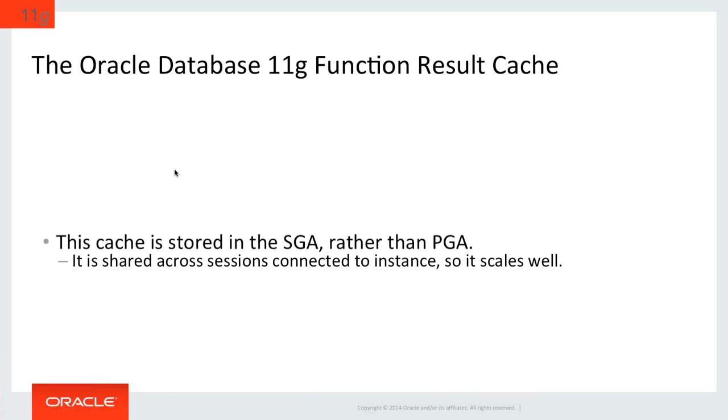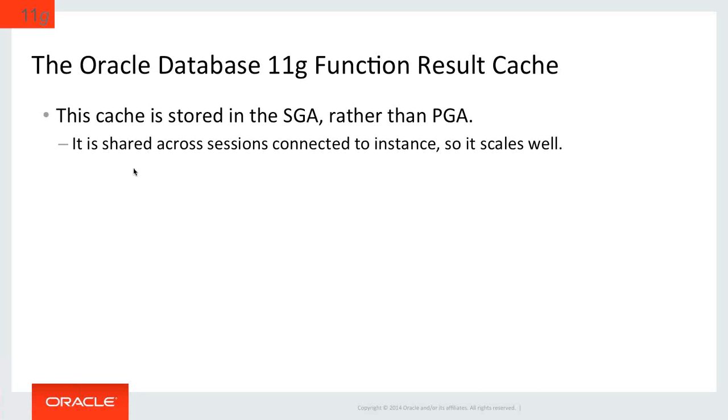So, first of all, this cache is stored in the SGA, not in the PGA. And you might say then, well, it's going to be slow, right? The SGA is where you go when you run an SQL statement, and that's a lot slower than a PGA cache. Well, it will be slower than the PGA cache, but not so much as you'll see. The main thing is that it's shared across sessions. Every session connected to the instance can access the cache. So it scales really nicely.